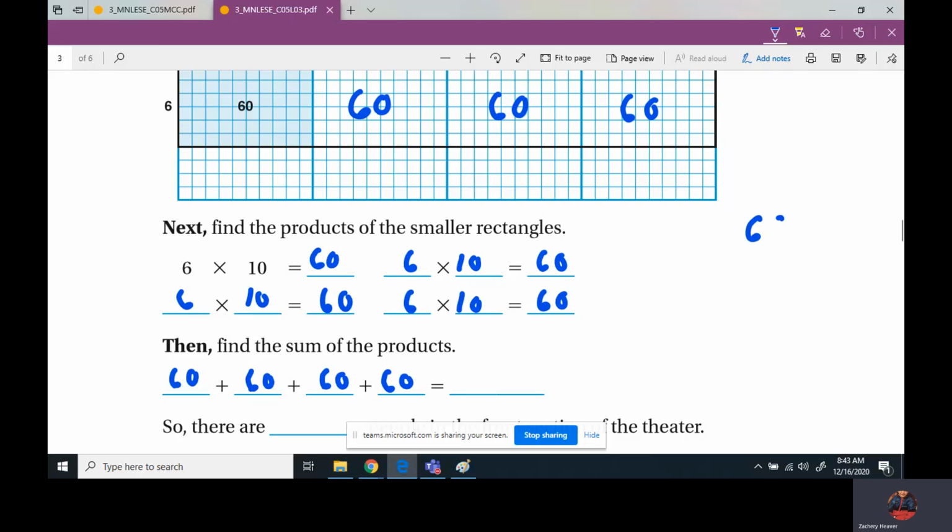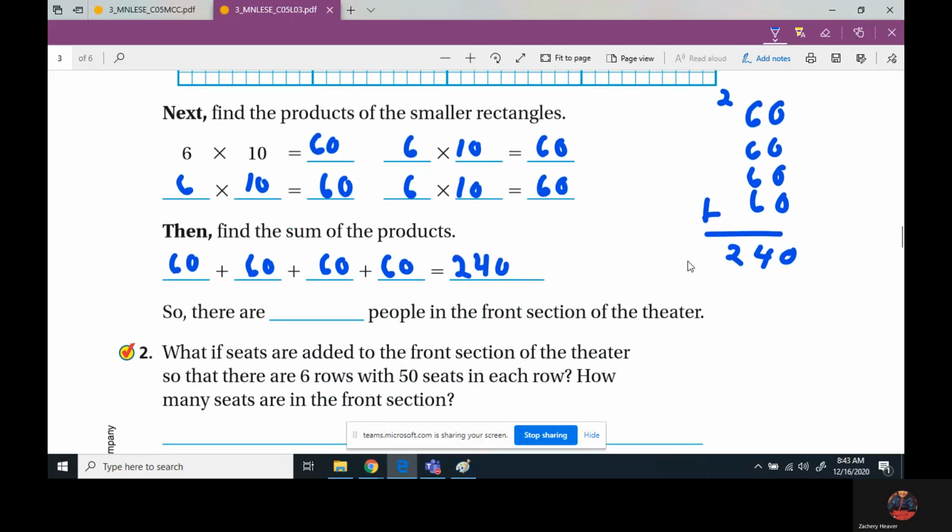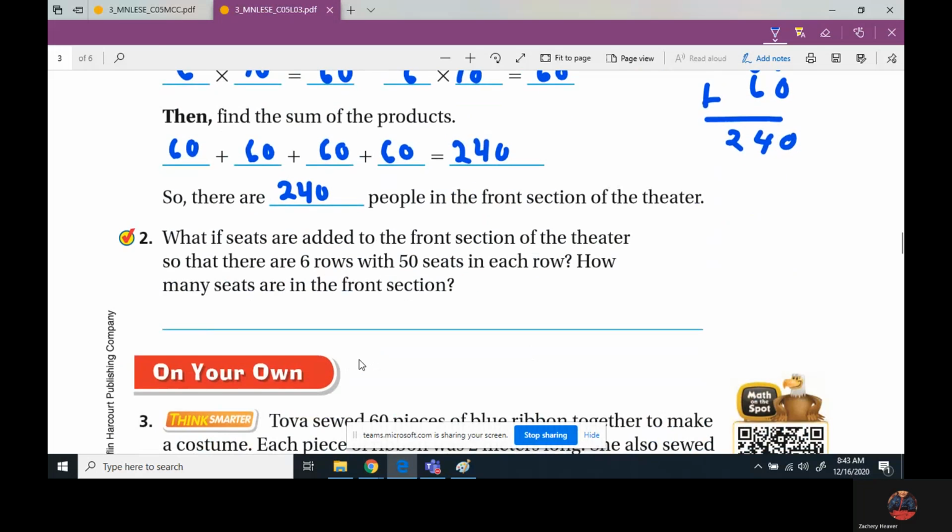Let's line it up like this, because that's what we're used to. That's super hard to do. We need 4 60s. 0 all the way down is 0. Let's skip count 6. 6, 12, 18, 24. 4, carry my 2. 2 plus nothing, it's 2. So it's 240. So there are 240 people in the front section of the theater.